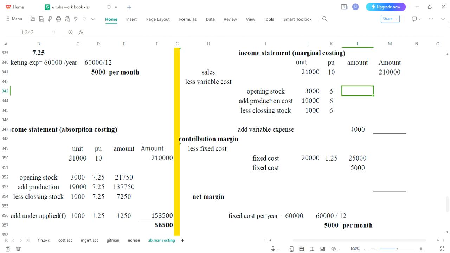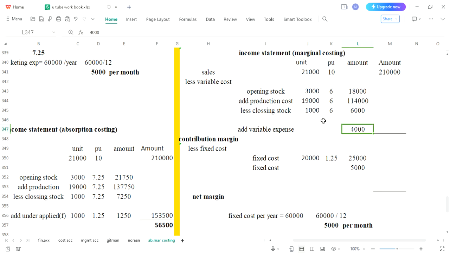Now we will calculate our opening stock amount, which would be calculated by multiplying units 3000 by per unit 6. So here we have opening stock amount. Now amount for production. Your units are 19,000 and you need to multiply it with per unit, which is 6, production cost. And now we will calculate closing stock. Number of units multiplied by per unit. Number of units are 1000 and we need to multiply it with per unit, which is 6. So here amount of closing stock has also been arrived.